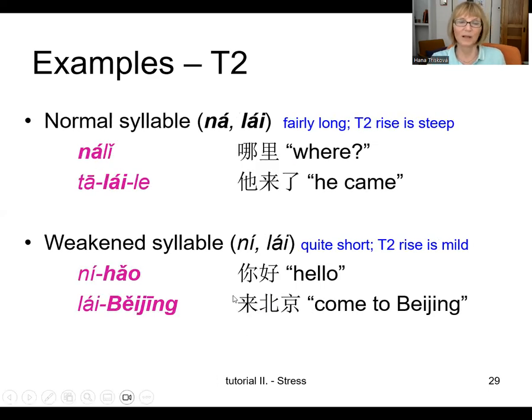Now the second tone. Normal syllable in the second tone would be fairly long and its rise would be quite steep. 哪里？他来了. But weakened syllable would be shorter and the rise would be mild. 你好，来北京.